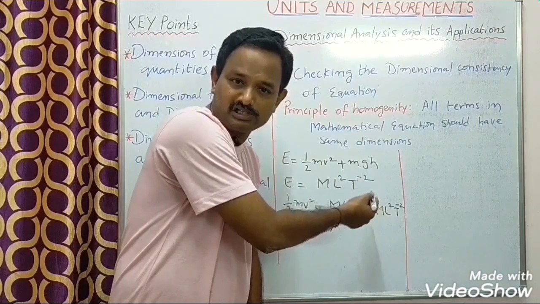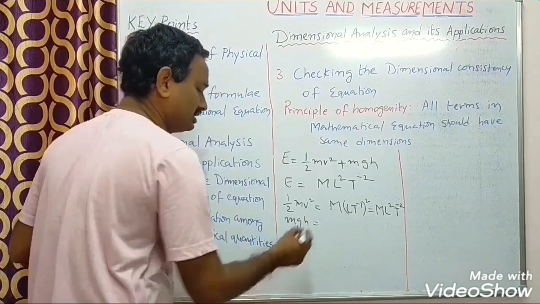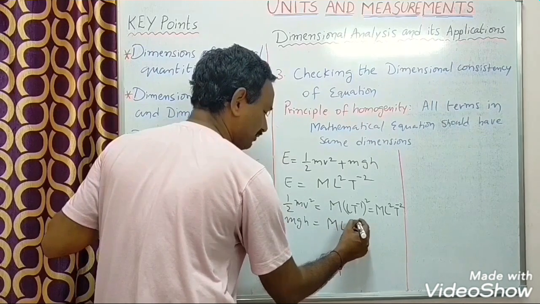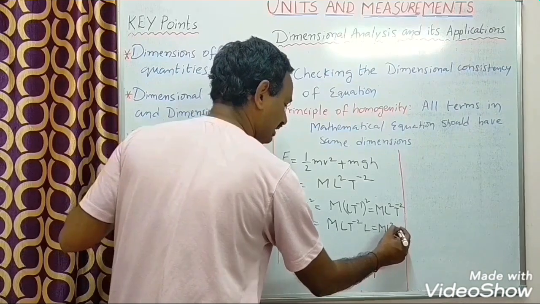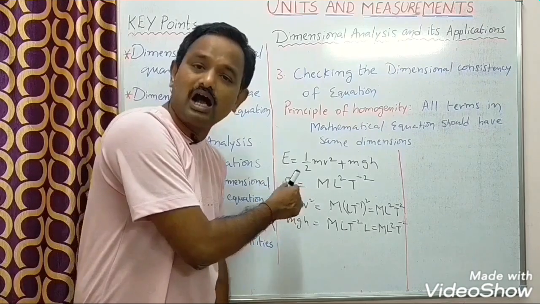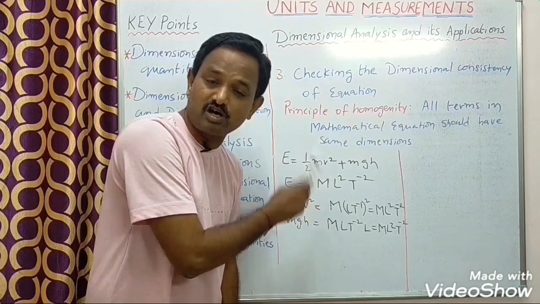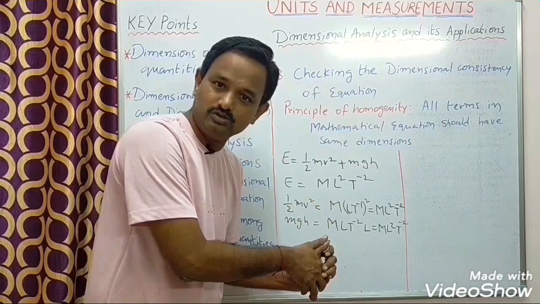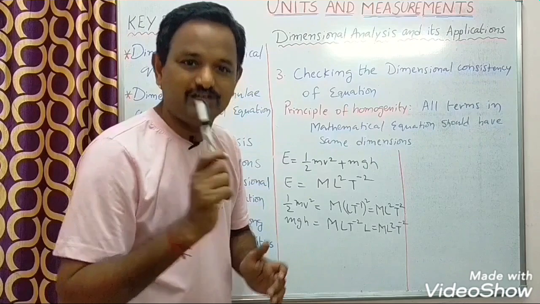We will check the potential energy also. For mgh: for mass, M; for g, acceleration due to gravity, LT^-2; for h, L. So what will you get? You will get ML^2T^-2. So in this equation all terms have the same dimensions. So this equation follows the principle of homogeneity, and this equation is true. Such a true equation is called a dimensionally consistent equation.